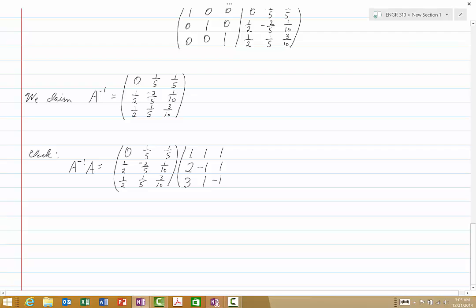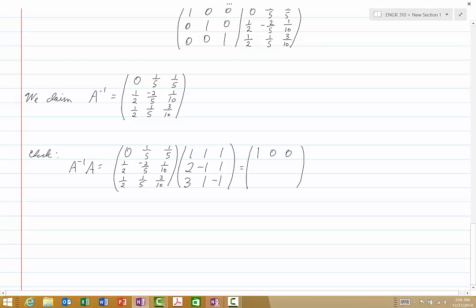And let's see if this will work. Okay, so when we go across the first row and down this first column, we'll have 0 times 1 is 0, and then 2/5 and 3/5, and 0 plus 2/5 plus 3/5 is equal to 1. When we go across this row and down the middle column, we will get 0 minus 1/5 plus 1/5, and that's 0. And now when we go across this row and down the third column, we get 0 plus 1/5 minus 1/5, and that is 0.